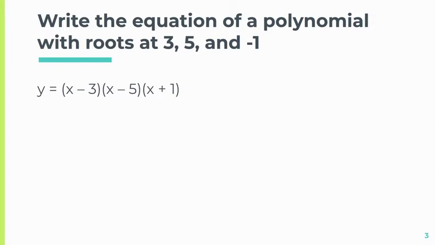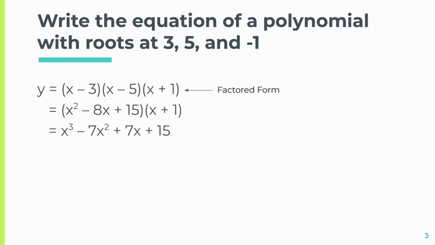Now you can just leave it like this. This is considered factored form, or you can multiply it through. So then I would do box or FOIL with the first part, x minus 3 times x minus 5, and I get x squared minus 8x plus 15. And then I have to multiply that through with x plus 1. You can use the box method again. And then you end up simplifying and combining like terms to get x cubed minus 7x squared plus 7x plus 15. It is okay to leave your polynomial in factored form, but you can write it in standard form as well.